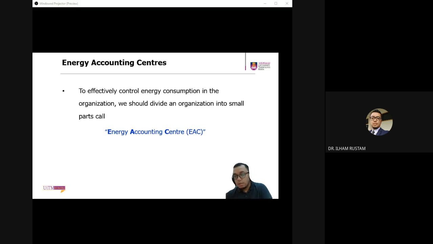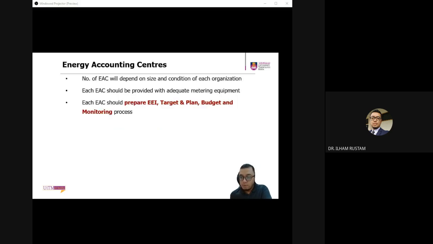Okay, so to effectively control energy consumption in the organization, we should then, as energy manager, divide it over small parts, which we call EAC or Energy Accounting Center. So the number of EACs will depend on the size and the condition of each organization. The bigger the organization, there will be a lot more EACs lah, as compared to a small company.